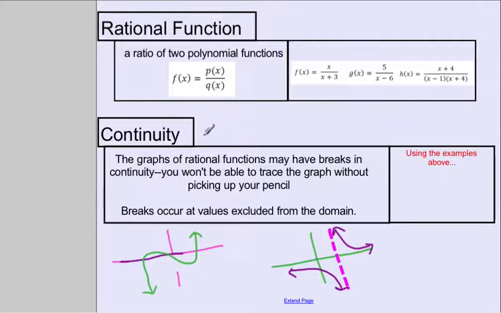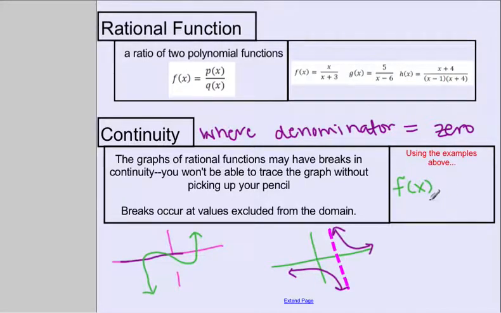Where denominator equals 0. So let's go ahead and look at the examples from above. If I'm looking at f of x, where would f of x not be continuous? In my denominator I have x plus 3, so I set it equal to 0. At x equals -3, it is discontinuous. So there is a vertical asymptote, which I drew here in the pink.